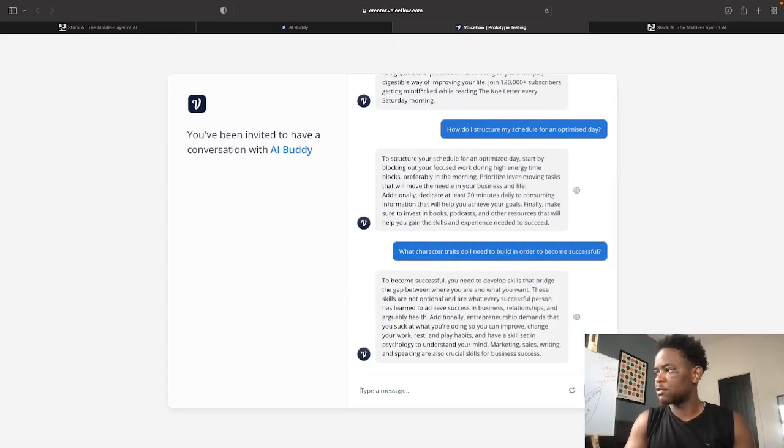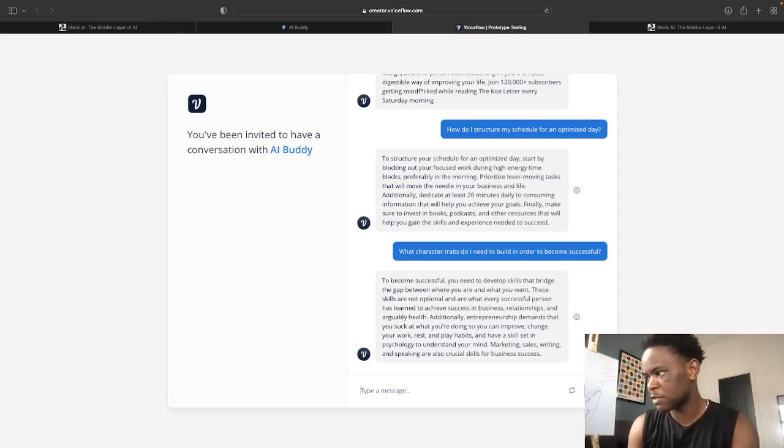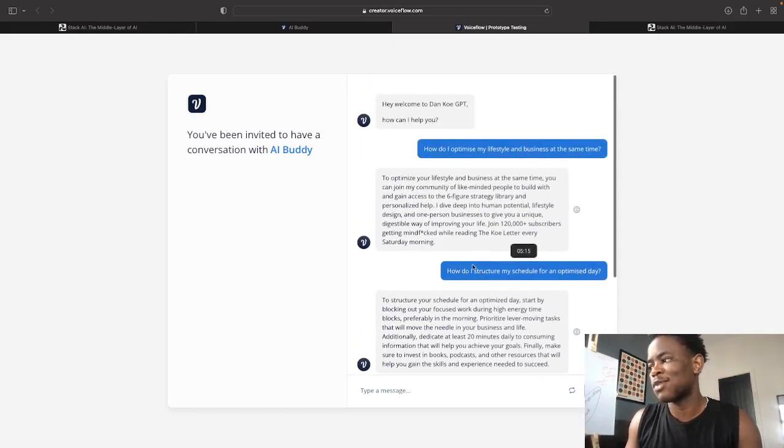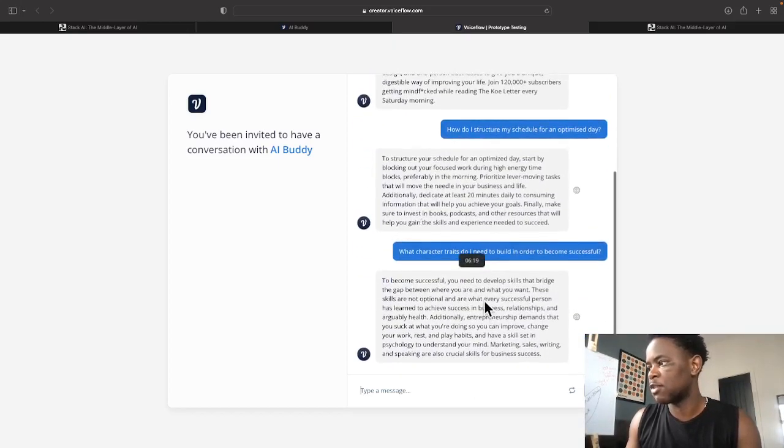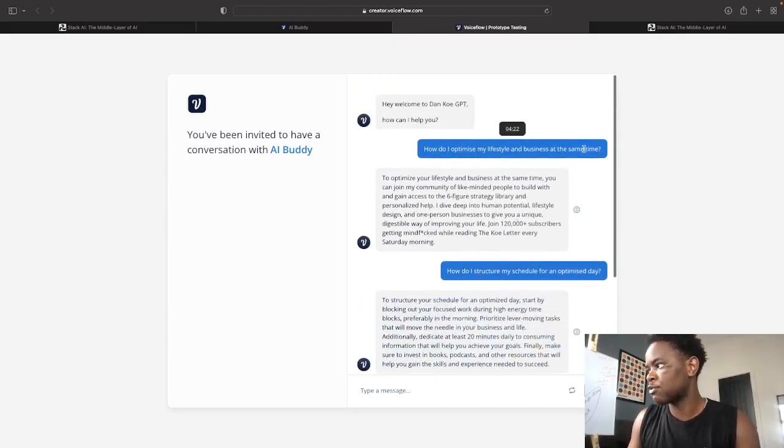Okay, to become successful, you need to develop skills. These skills are not optional. Entrepreneurship design. So ultimately it says marketing, sales, writing, and speaking are crucial skills for business success, but it doesn't really give you a specific set of character traits that you need to develop. So I'd rank it pretty poorly in terms of the actual usefulness of the result. But this one here, the response to structuring the day, that's probably the best result we've gotten from the Voiceflow side. Now let's ask the same questions over on Stack.